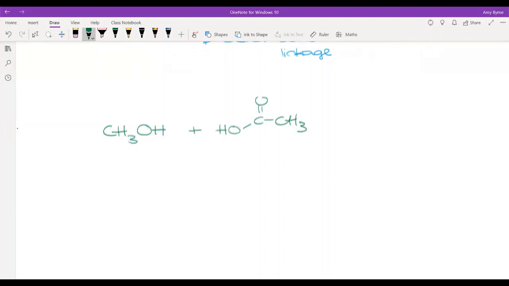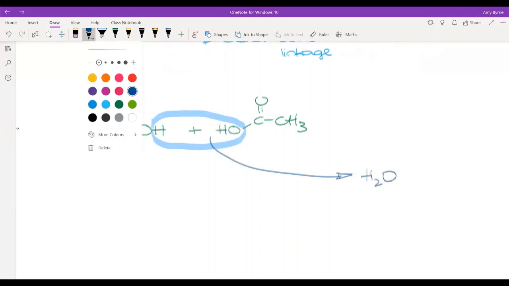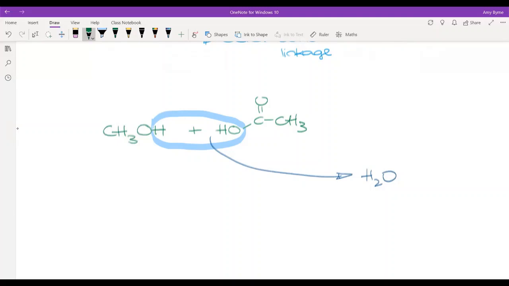HOCOCH3. So we start by finding our water molecule, and it goes off to the side. Then what am I left with? I am left with CH3O. Then I go over to the other molecule, CH3. So this is methanol ethanoic acid.